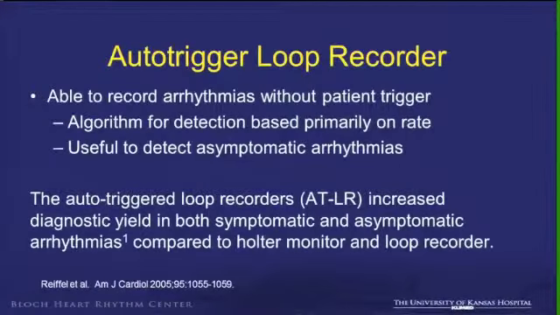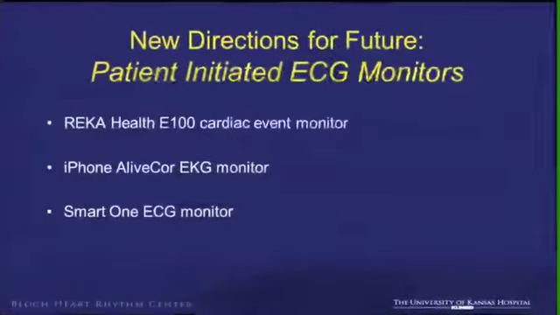Again, the auto-trigger loop recorder is just a looping event monitor with an additional algorithm to detect certain arrhythmias based primarily on rate without a patient trigger, and this is mostly useful to detect asymptomatic arrhythmias. Again, there have been studies looking at the auto-trigger loop recorders versus both plain old loop recorders and Holter monitors, and we find that obviously there's an increase in detection of both symptomatic and asymptomatic arrhythmias with these auto-trigger devices.